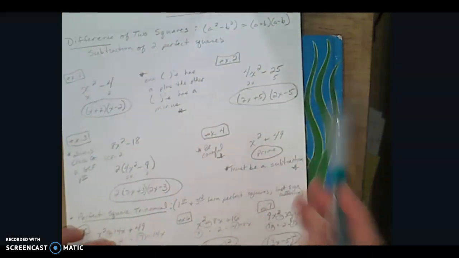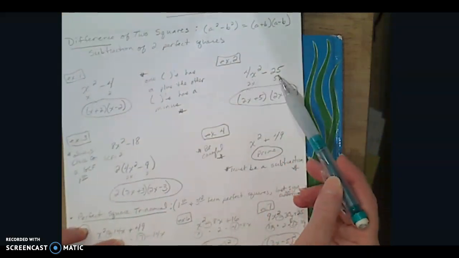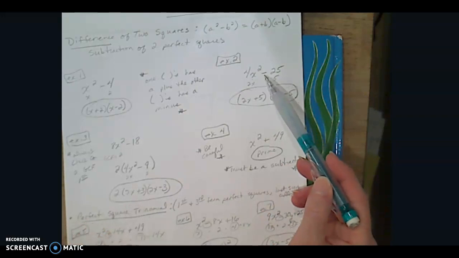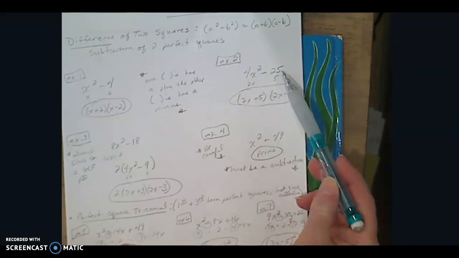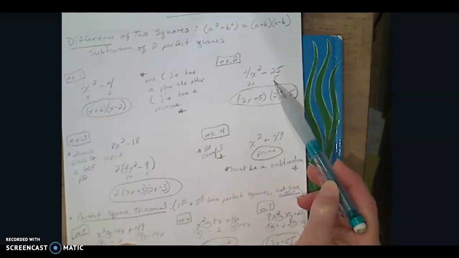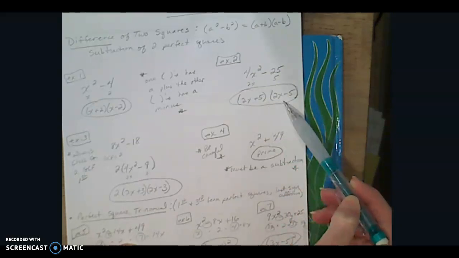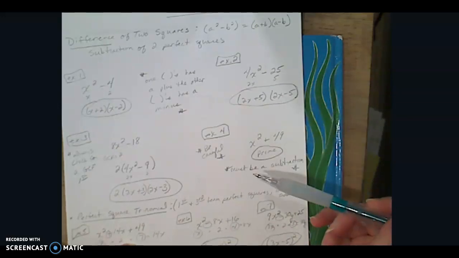If you look at example 2, there's no GCF here. It's two terms. There's a subtraction. The square root of 4x squared is 2x. The square root of 25 is 5. So these are the two terms that are going to go in my two parentheses, and you're going to put a plus in one and a minus in the other.